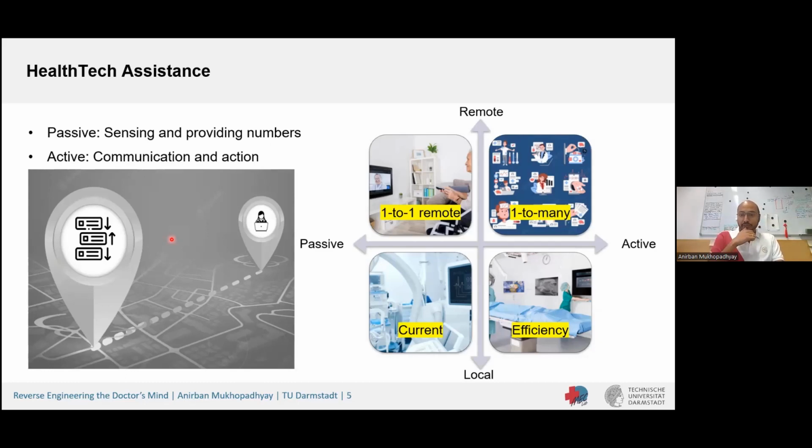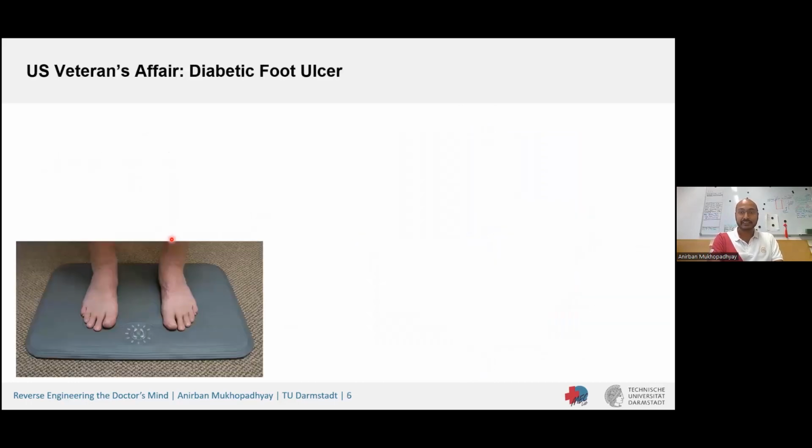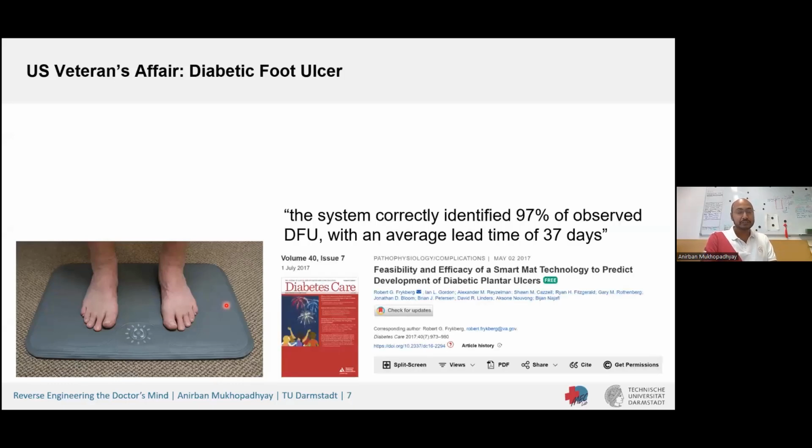So let's take a look at one of the success stories of this one-to-many prioritization paradigm. And this comes from the US Veterans Affairs diabetic foot ulcer framework. Diabetic foot ulcer is a problem that leads to amputation of the extremities, and that's really a major concern if you are not detecting this early. This particular company, Podimetric, I don't have any association with them. I'm just using their example.